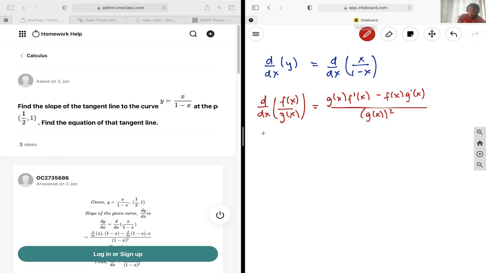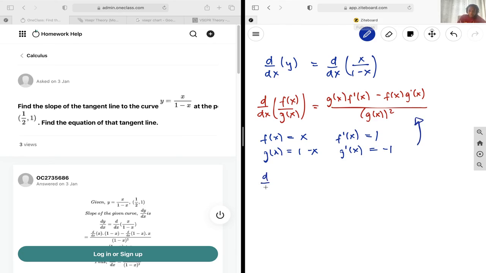Okay, and so now let's write down what we actually have. We have f of x is going to be equal to x, so the derivative is going to be equal to 1. g of x is equal to 1 minus x, so the derivative is going to be equal to minus 1. And so we're just going to put all of that back into this.